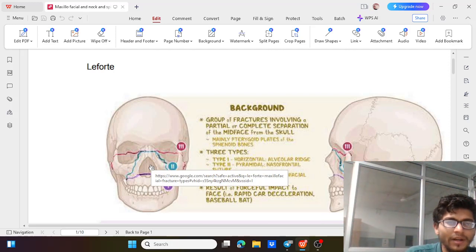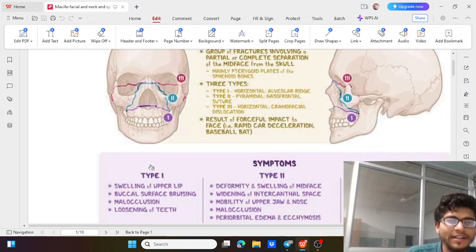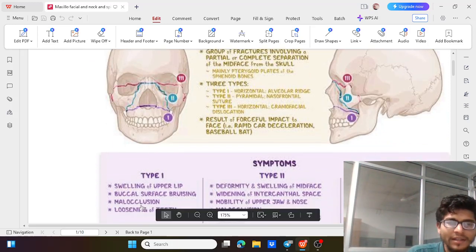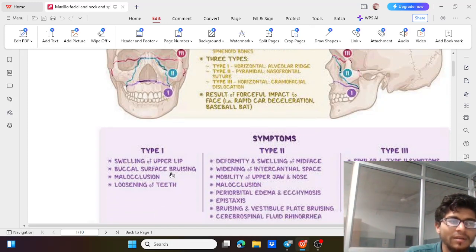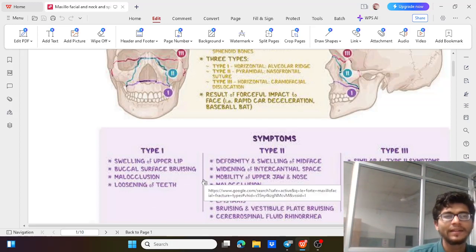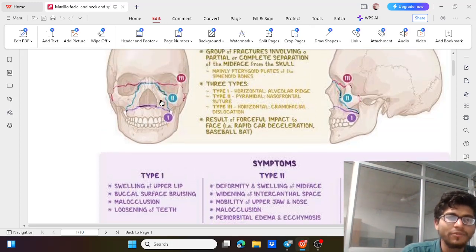There will be some symptoms, but generally these injuries overlap most of the time. If it is very specific, there could be specific symptoms. In a type 1 injury, at the alveolar ridge, there could be swelling in the upper lip, buccal bruising, difficulty in closing the mouth, that is malocclusion, and loosening of teeth.